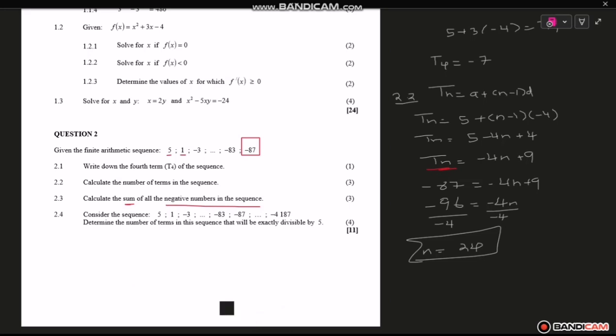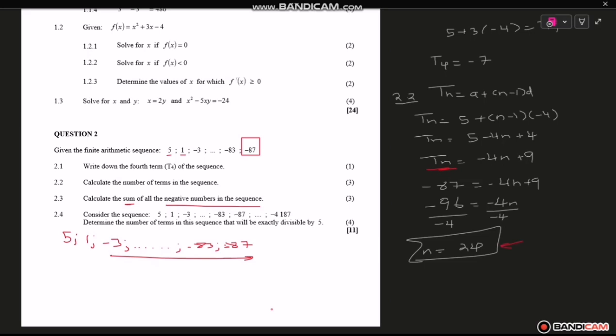Let me try to write this sequence here so you can see what I'm going to explain. We have 5, 1, -3, and we have these dots as written there. Then we have -83 and -87 is the last term. As you can see, we have two numbers that are positive. Then from -3 to the last term, all these numbers are negative.